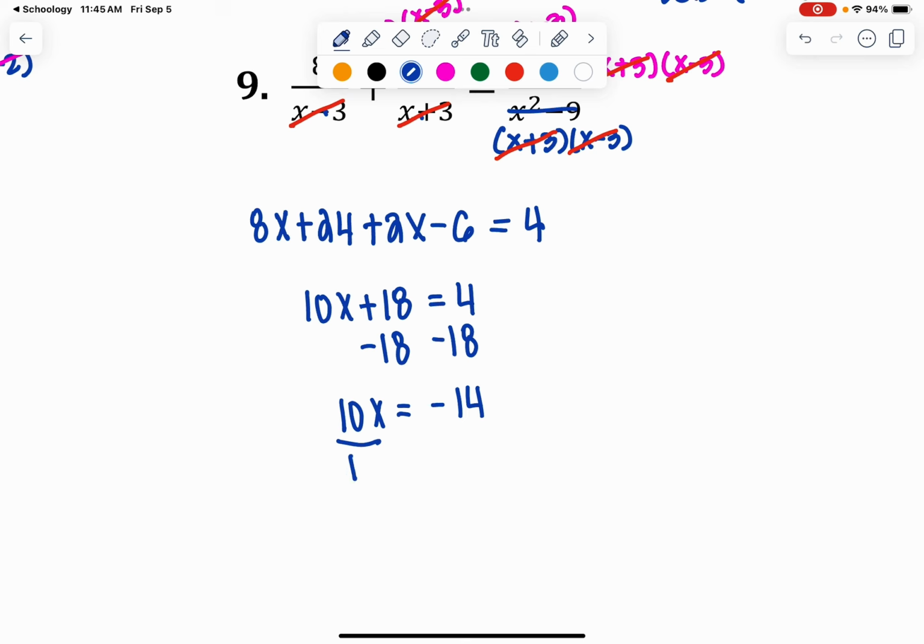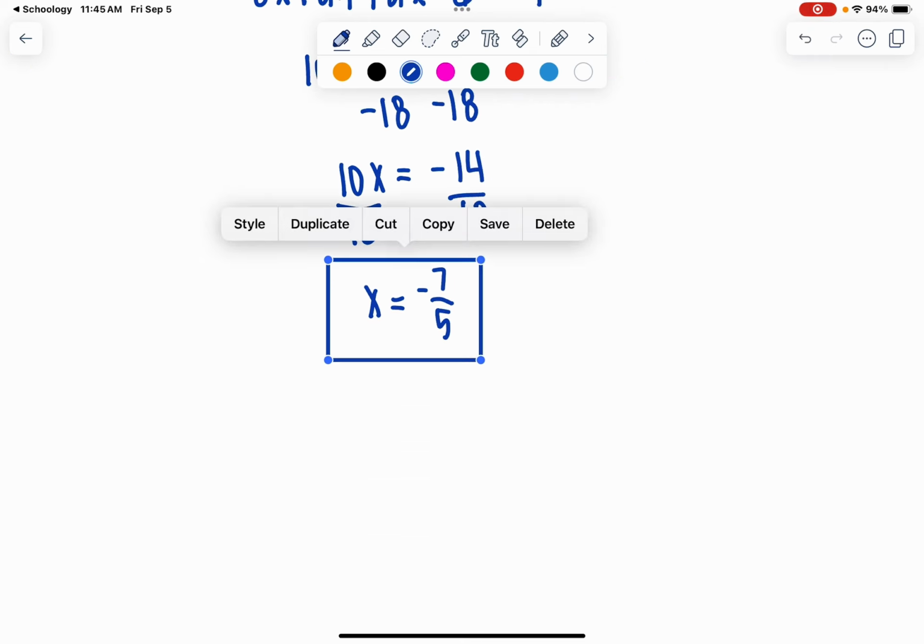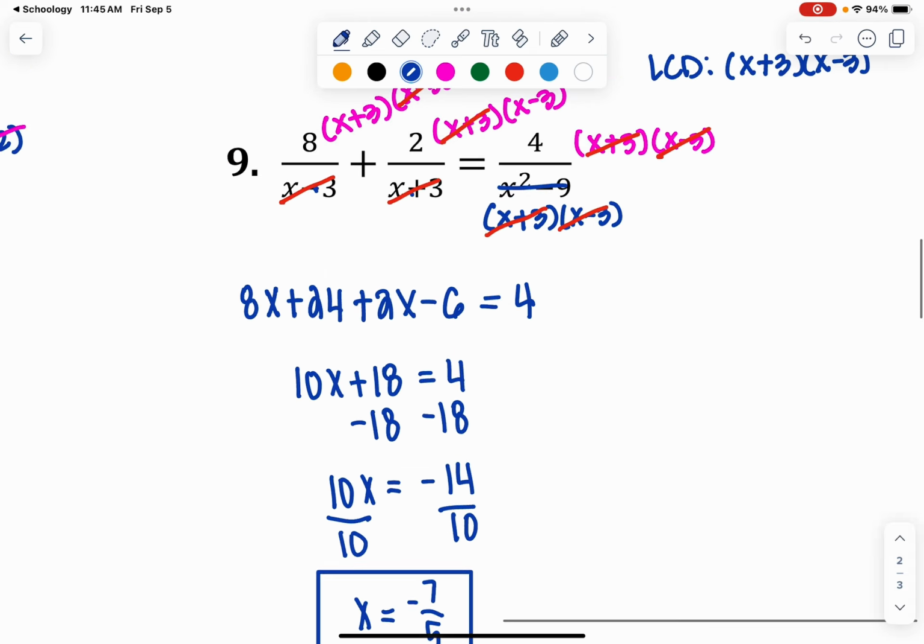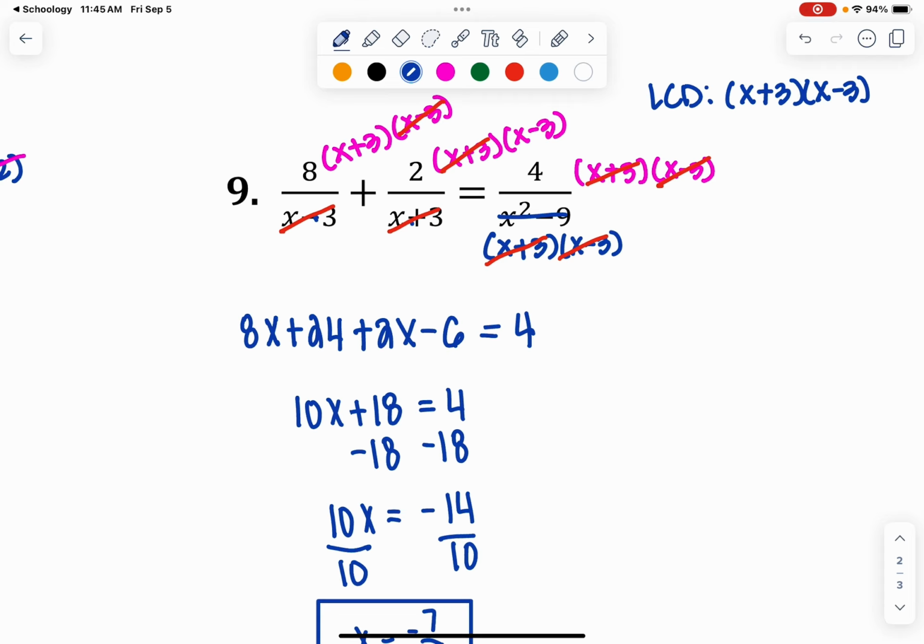And then divide by 10. And you have x is equal to, those are both even, so I'm going to simplify it by dividing by 2, negative 7/5. I hope I didn't make a mistake there. I could always check it by putting in my calculator and seeing if it's right, but I'm just going to look at my mental math really quickly because I don't have an answer key to compare it with.